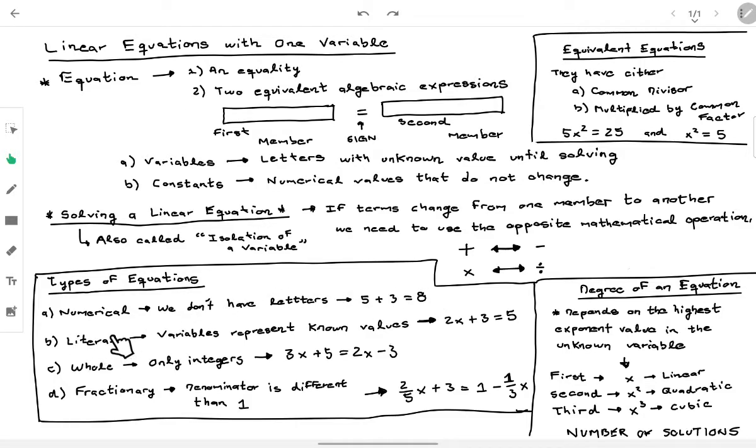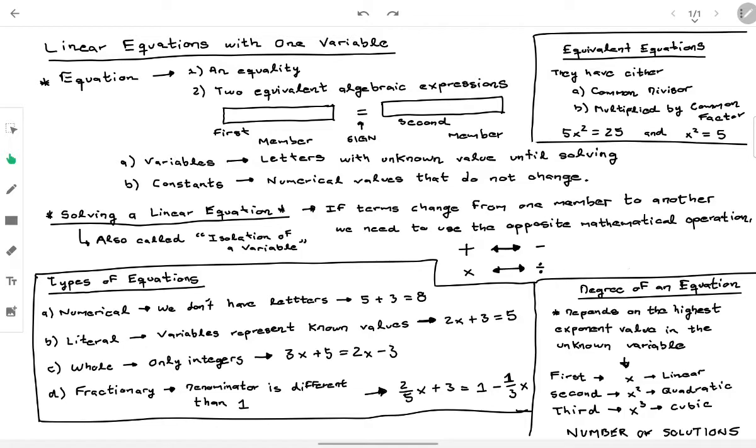A literal equation, that means it will have letters or variables that represent unknown values. In this case, 2x plus 3 equals 5. Then we can also have whole equations. That means we will only have whole integer numbers, can be positive or negative, like this one, 3x plus 5 equals 2x minus 3. And we also have what are called fractionary equations, in these ones, the denominator is different than 1. That will mean we will have fractions in the equation.